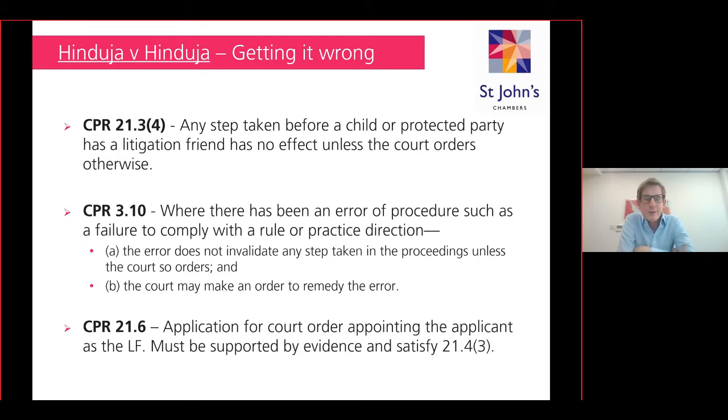Four months later, that legal team had another think and issued a second application, saying that if their first application wasn't successful, then they sought relief under CPR 3.10, or alternatively, they made a formal application to be appointed by the court as Sri's litigation friend under CPR 21.6. CPR 3.10B says the court may make an order to remedy an error of failure to comply with a rule or practice direction. And 21.6 is the route to apply as litigation friend with a court order.